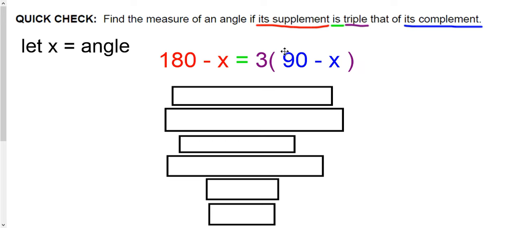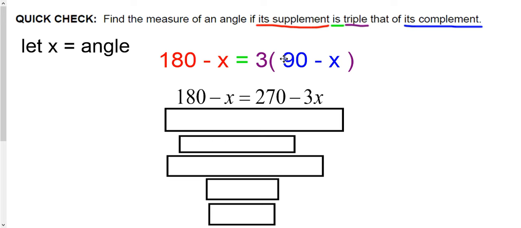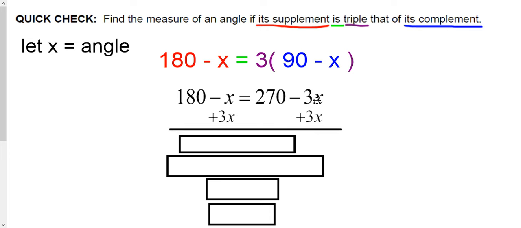So here we have to use the distributive property first and multiply the 3 times the 90 and then the 3 times the minus x. So on this side we get 270 minus 3x. Now I don't want x's on both sides, so I get rid of the minus 3x over here with plus 3x. So minus 1 plus 3 x's make 2x's over here. So we have 180 plus 2x. Those go away. We got the 270 there.